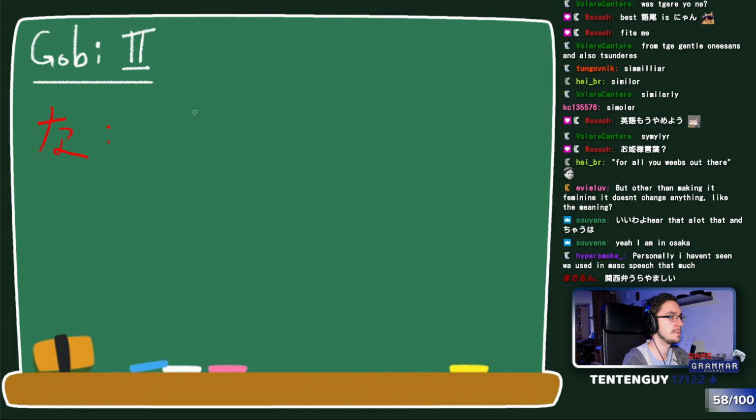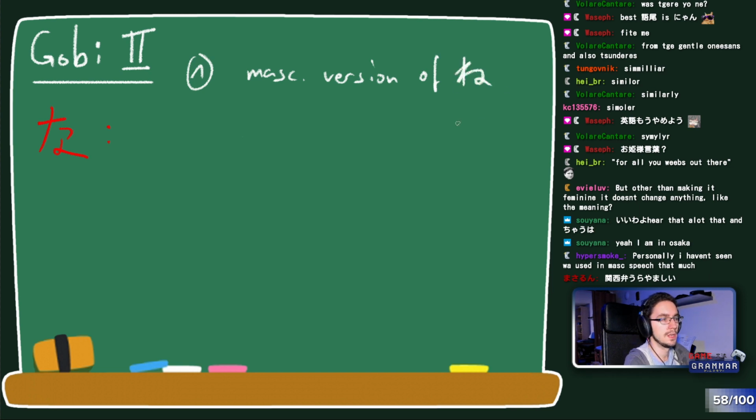So there's 3 big variations. The first one is basically a more masculine version of ne. Okay, so it does similar things. So when we would use ne, we could use na as well.